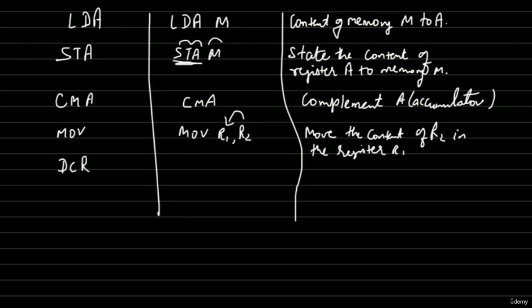DCR. So instruction DCR, written as DCR R1. So what it actually means, I'm changing the color. It means decrement of R1.